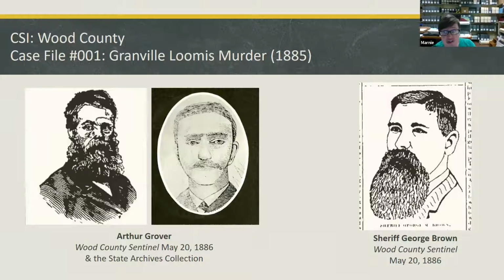And he eventually tracks him all the way to Wisconsin. And he finds him there in Wisconsin with Granville Loomis's wagon, his pony, and all of his belongings. So he has everything that G.G. Loomis had. So he is charged, he is found guilty, and he is sentenced to death in the Ohio Penitentiary.